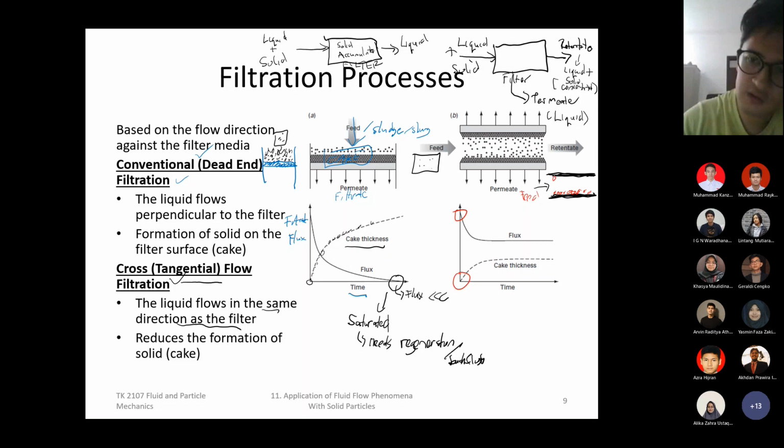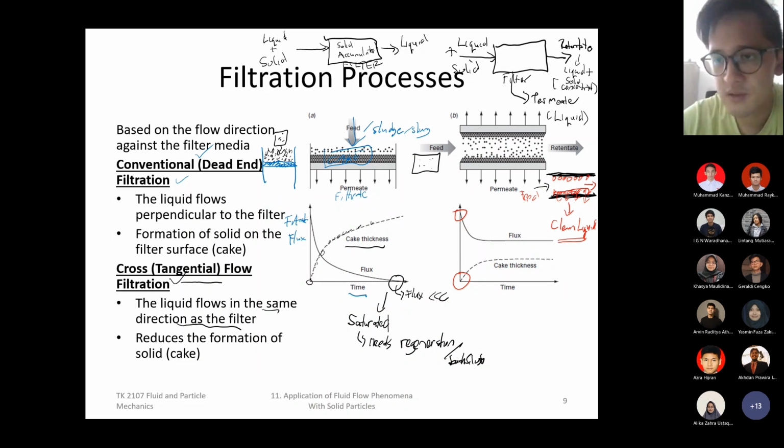Now we start to enter the feed, so it will start to form a cake inside of the filter. But the difference here now is you can still get the clean water, the clean liquid. Why do we get a clean liquid as a permeate? Because the water can go through the filter media, but the cake will still be prevented from going across the filter media. But the main difference here is we provide an exit point for the dirty water, for the dirty liquid, that is called the retentate.